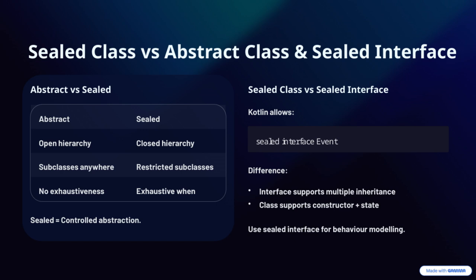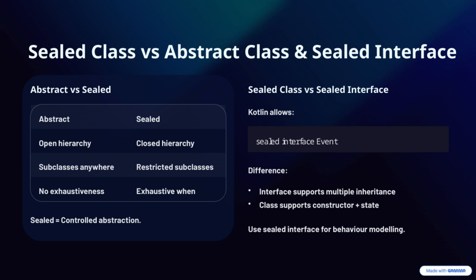It's also important to distinguish between sealed and open hierarchies. Sealed hierarchies are closed, meaning no new subclasses can be added outside the sealed class or interface declaration, whereas open hierarchies allow subclasses anywhere in the codebase.